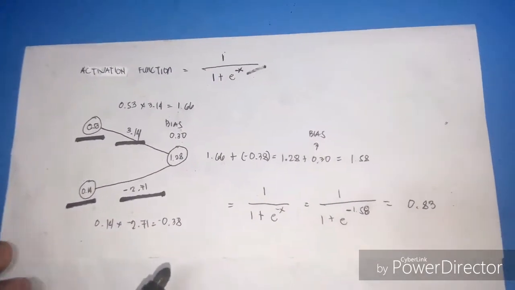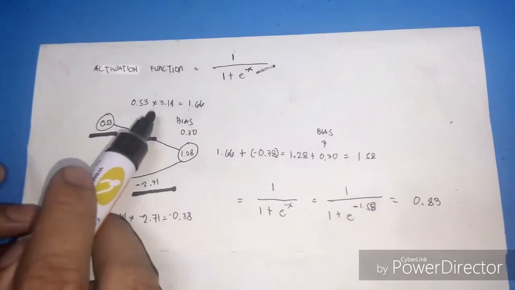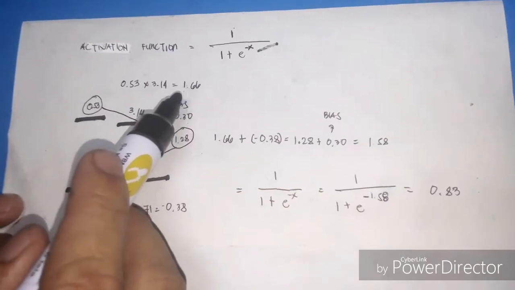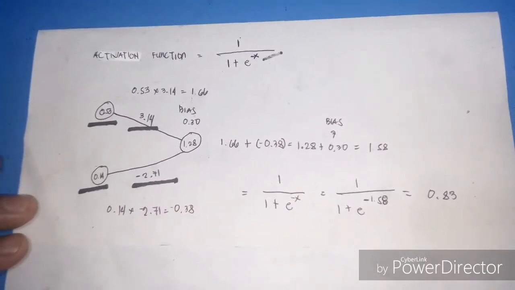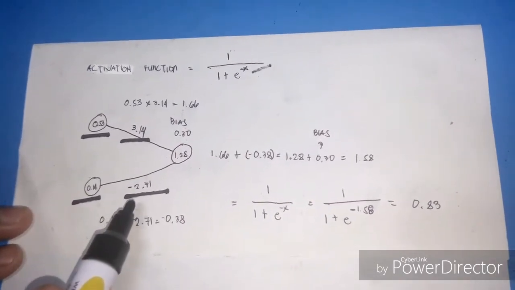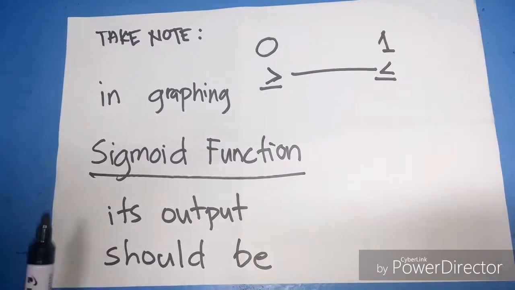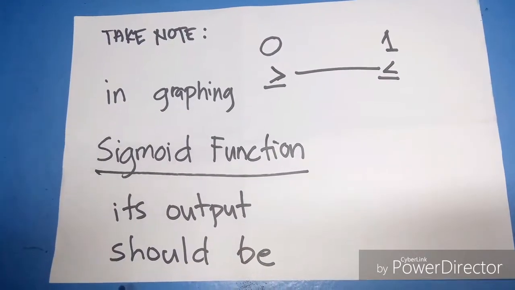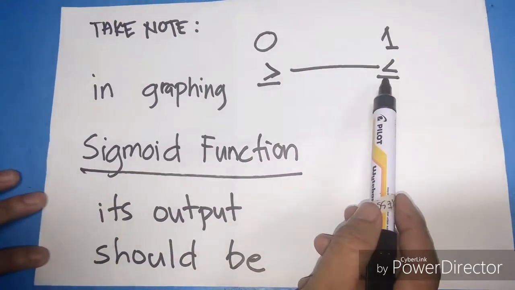First, we compute the first input: 0.53 times 3.14 equals 1.66. Then the other input, 0.14 times negative 2.71. Take note, in graphing the sigmoid function, each output should be greater than or equal to 0 and less than or equal to 1.